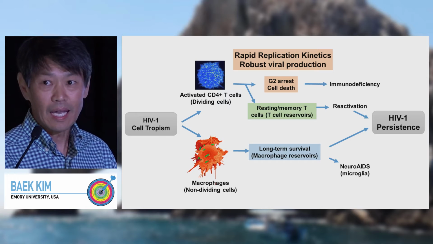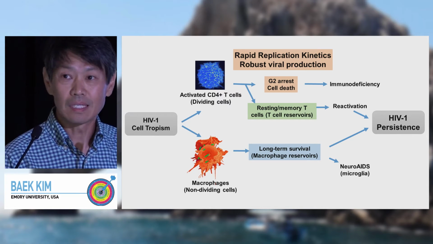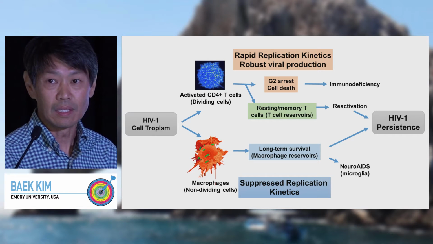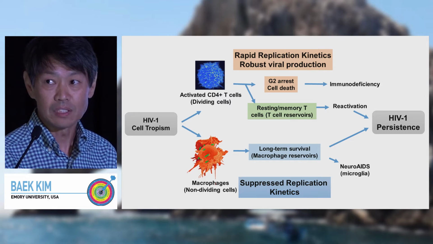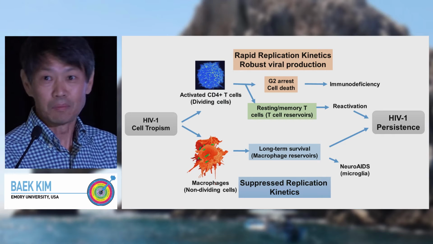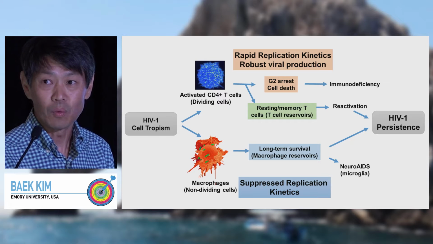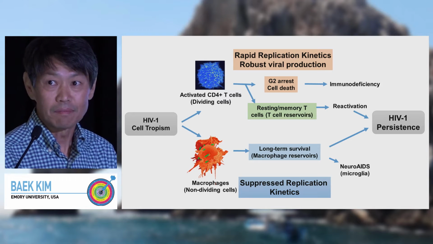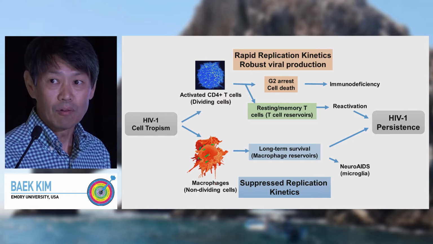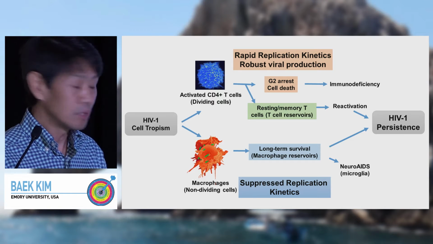HIV replication in activated CD4 T cells is very fast. Within a few days, there's a lot of virus coming up, but HIV-1 replication in macrophages is very delayed, kinetically suppressed. So this is almost opposite, like I said, between these two cell types in terms of HIV-1 replication.